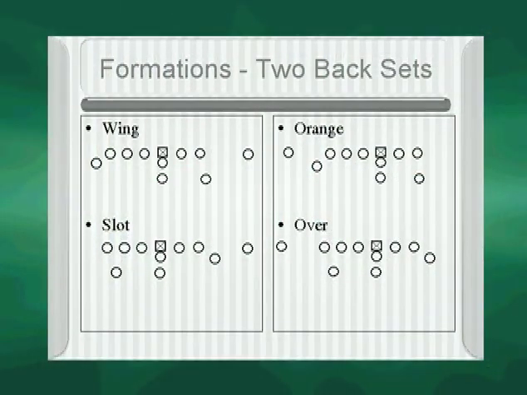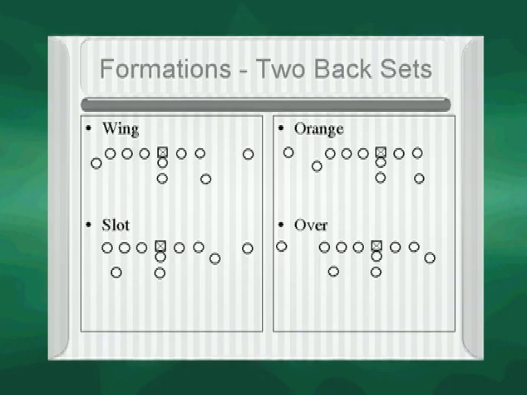The first formation is wing formation. When we use wing formation, we utilize a halfback with a tight end, and on the opposite flank, we have a split flank and a halfback in the dive back position. When we go tight, or when we go split end over or unbalanced, we call that orange, and we just move the split end over to the tight end side. So on the strong side, we have a split end flank with a tight end and a wing.